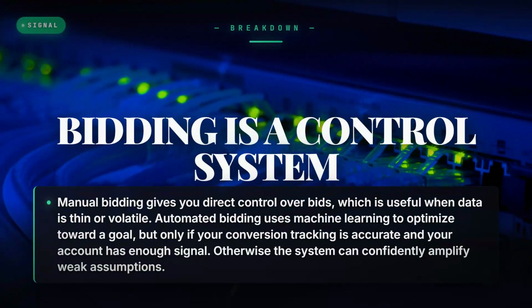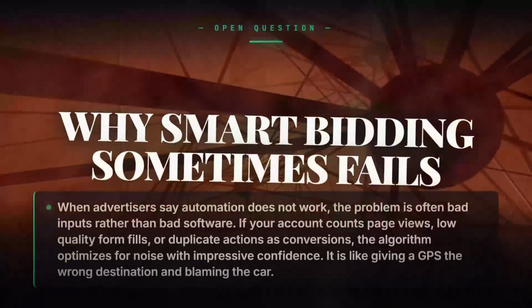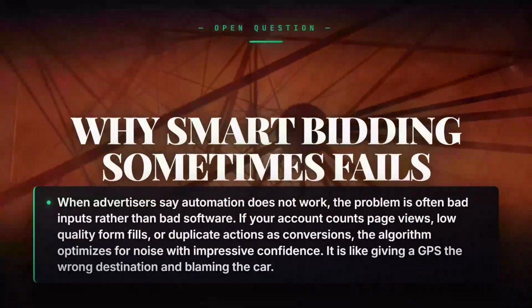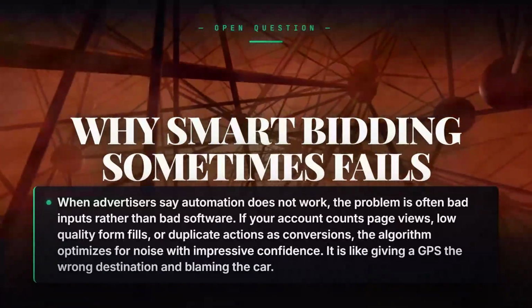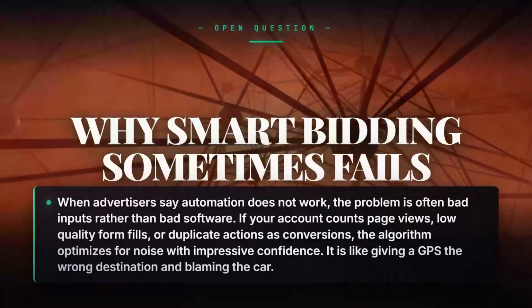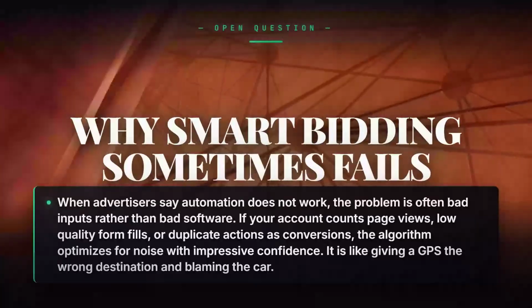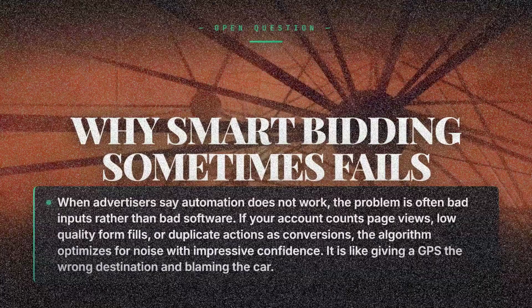Automated bidding uses machine learning to optimize toward a goal, but only if your conversion tracking is accurate and your account has enough signal. Otherwise, the system can confidently amplify weak assumptions. When advertisers say automation does not work, the problem is often bad inputs rather than bad software. If your account counts page views, low-quality form fills, or duplicate actions as conversions, the algorithm optimizes for noise with impressive confidence. It is like giving a GPS the wrong destination and blaming the car.